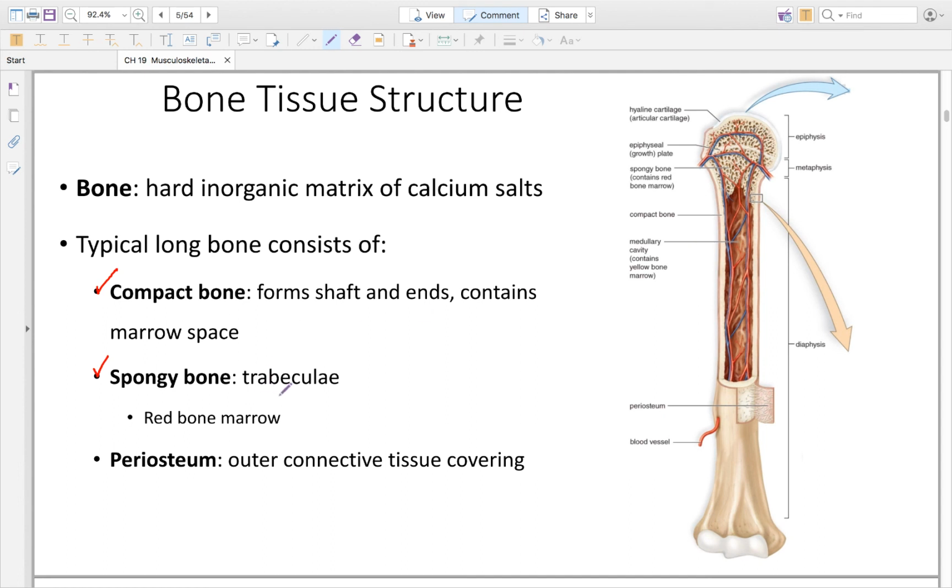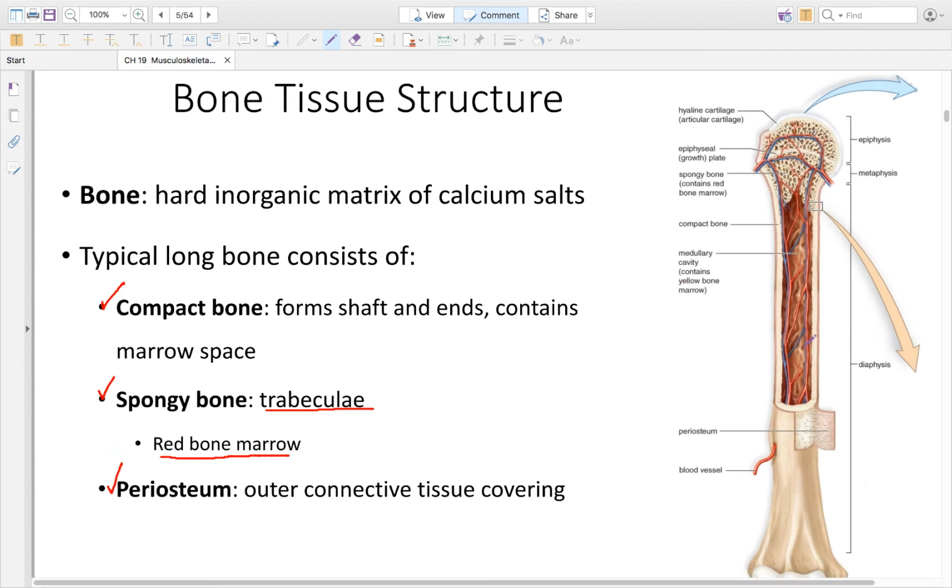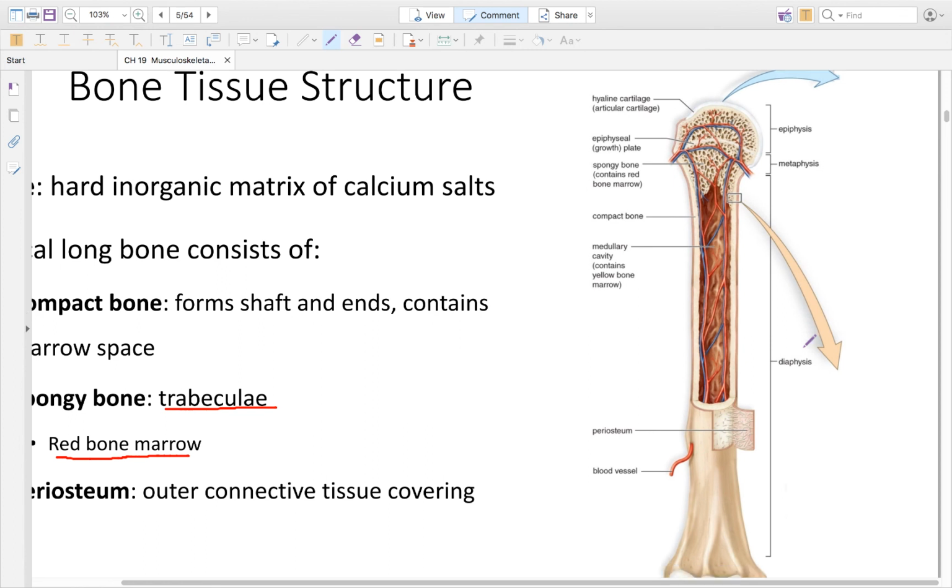And then the spongy bone has something called the trabecula, which I will discuss as we go through. Within the trabecula is the bone marrow. And then around the bones, we have this connective tissue layer called the periosteum. I'm going to go through the long bone anatomy, which is incredibly important. Let's go ahead and start.